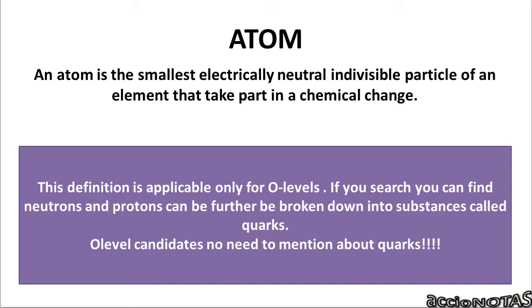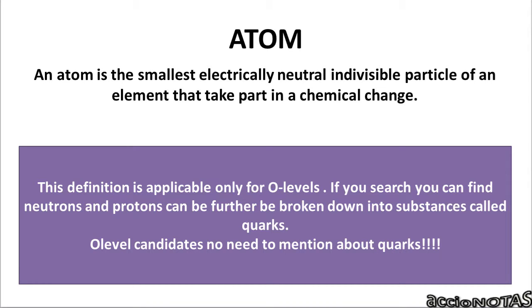Atom. An atom is the smallest electrically neutral, indivisible particle of an element that takes part in a chemical change. This definition is quite a mouthful, but we can simplify it into: an atom is the smallest particle of an element. Now, this definition is applicable only for O-levels, because if you search on the internet, you can see that neutrons and protons can further be broken down into substances called quarks. O-level candidates, no need to mention quarks.